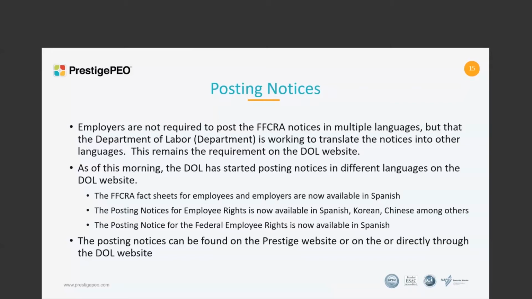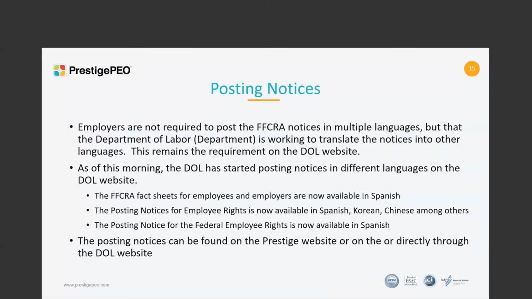So that remains the same right now, as does the translation into different languages. As we mentioned, employers are not required to post the FFCRA notices in multiple languages. However, the Department of Labor is working on translating those notices into different languages, and that again remains a requirement. So interestingly enough, as we do see a lot of these changes come through in the middle of the night, it's no different with these notices, because between last night and this morning, there were changes, or at least additions, to the multiple languages.